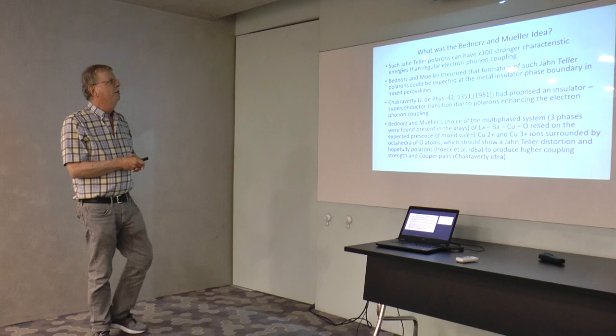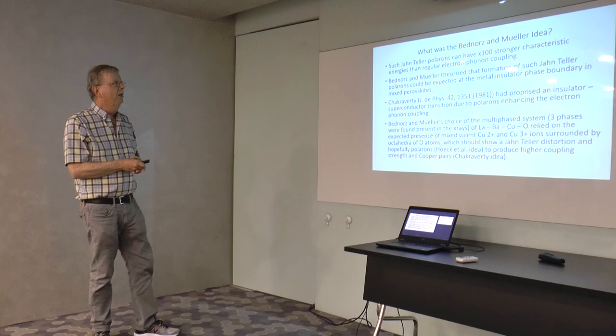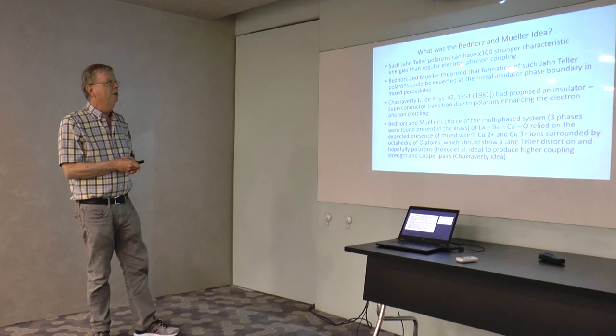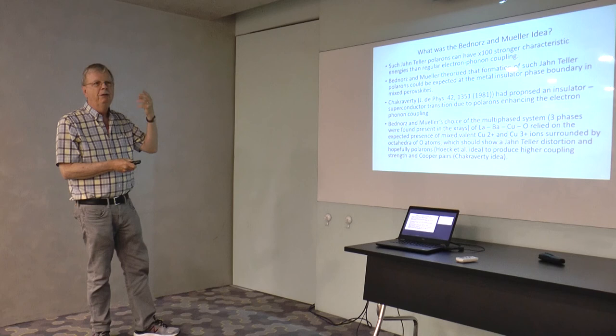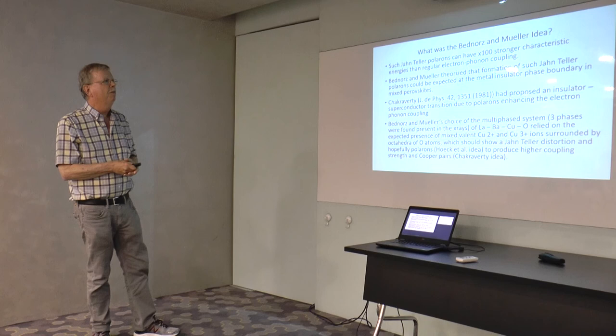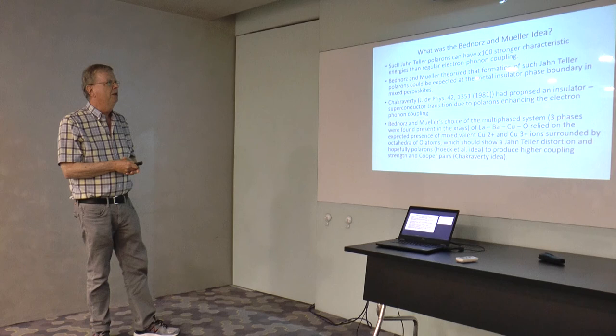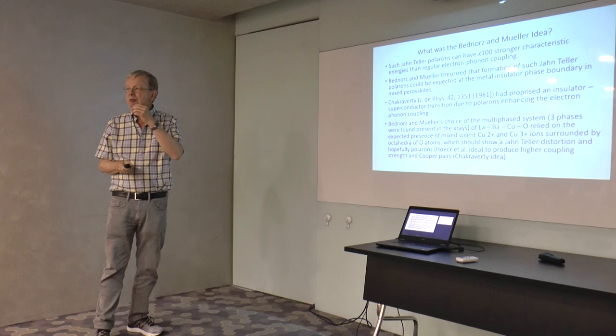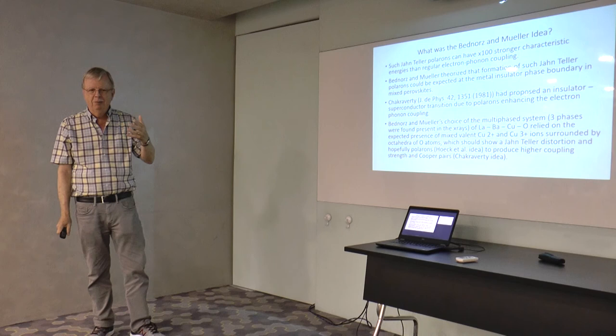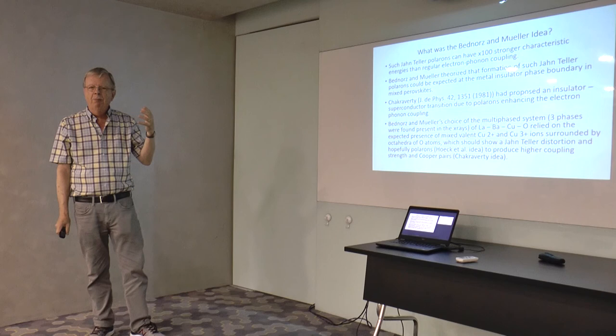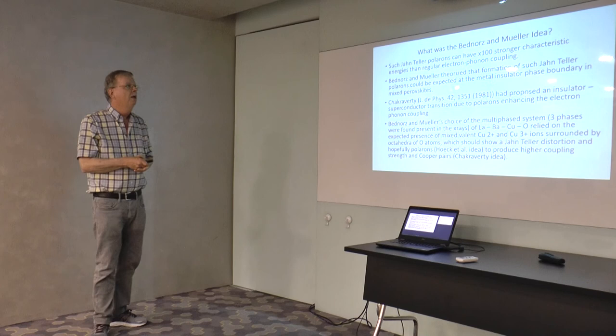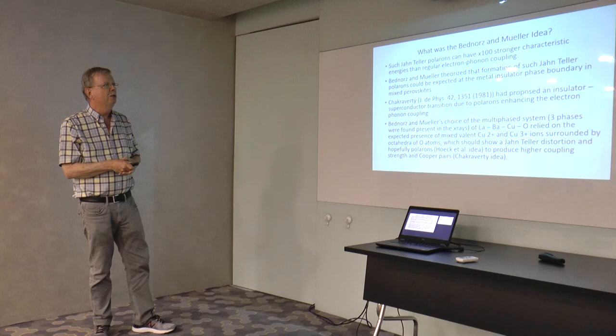Jahn-Teller polarons, again, this is based on Höck's paper in '83, can have a much stronger, higher characteristic energy than the standard electron-phonon coupling. So put that in the prefactor of the BCS formula, and off you go to higher TC. Bednorz and Mueller theorized that the formation of such Jahn-Teller polarons could be expected at a metal-insulator phase boundary in mixed perovskites. So everyone sort of insults the fact that Kaba had to come along and make phase-pure lanthanum strontium copper oxide. Bednorz and Mueller mixed up their phases on purpose. They wanted mixed-phase perovskites so they could sneak up on this Jahn-Teller distortion in one of the phases present at the metal-insulator phase boundary.